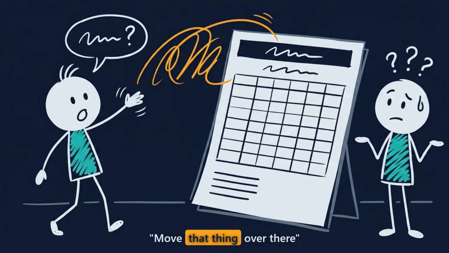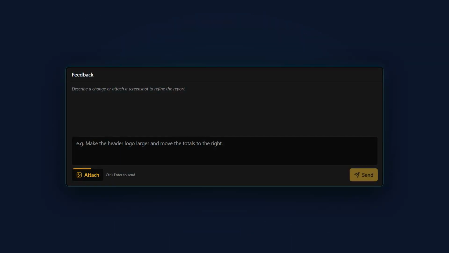Now here is the part I actually want to show you. Users do not describe layout the way developers describe layout. They say, move that thing over there. They circle a region on their screen with a finger. So the feedback panel takes an image, attach a screenshot of the current draft, up to 5 megabytes, and it ships to Claude's Vision API alongside your sentence. The model can see exactly what you are seeing.